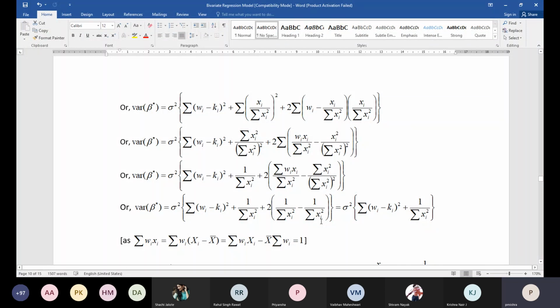Just check if it is okay. Now this component would be cancelled out. This 1 by summation of small xi square minus 1 by summation of small xi square. Obviously, this component would be cancelled out. So we are left with this component. See? Now this variance of beta star would be minimum only when wi is equal to ki, meaning this part is equal to 0.